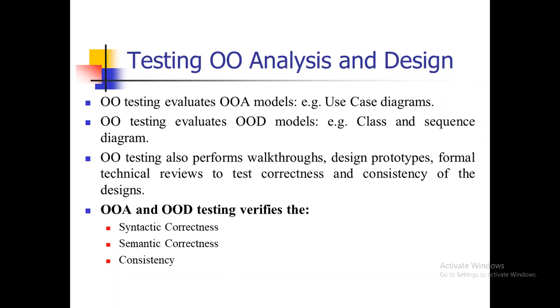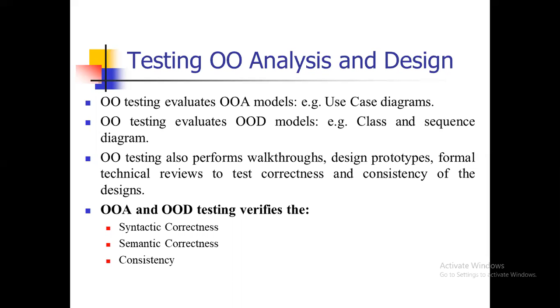So object-oriented testing evaluates object-oriented analysis models. That means, see the example for use case diagrams. Object-oriented testing evaluates the analysis model, like use case diagrams, and for the design model, class and sequence diagrams. Object-oriented testing also performs walkthroughs, design prototypes, and formal technical reviews to test the correctness and the consistency of the designs.